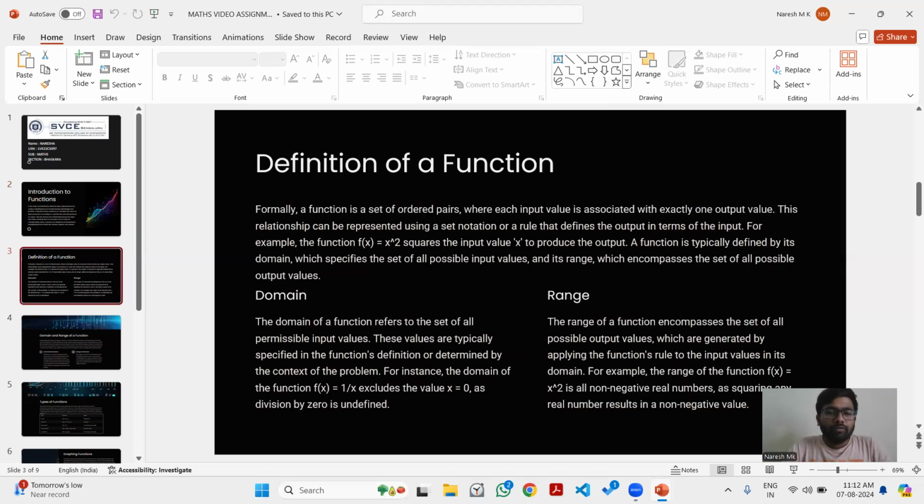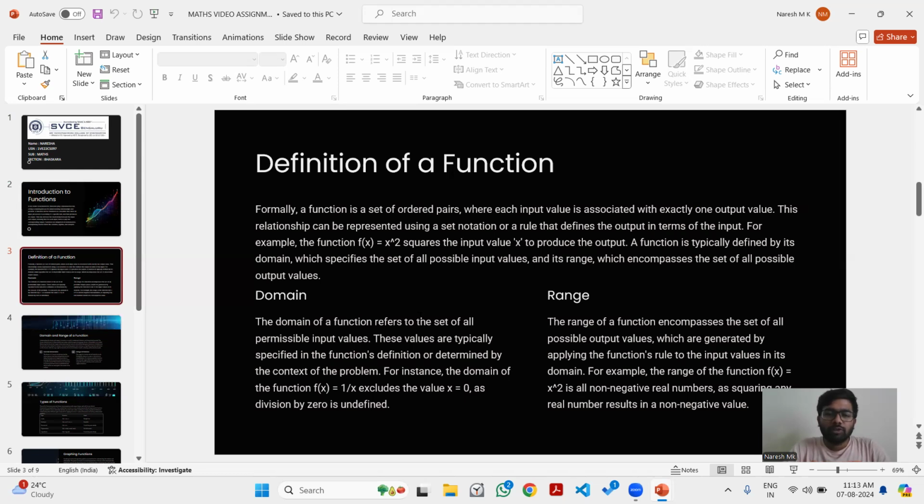And the definition of a function. Formally, a function is a set of ordered pairs where each input value is associated with exactly one output value. This relationship can be represented using set notation or a rule that defines the output in terms of the input. For example, for a function f of x equal to x square, the input value x produces the output x square. A function is typically defined by its domain, which specifies the set of all possible input values, and its range, which encompasses the set of all possible output values.